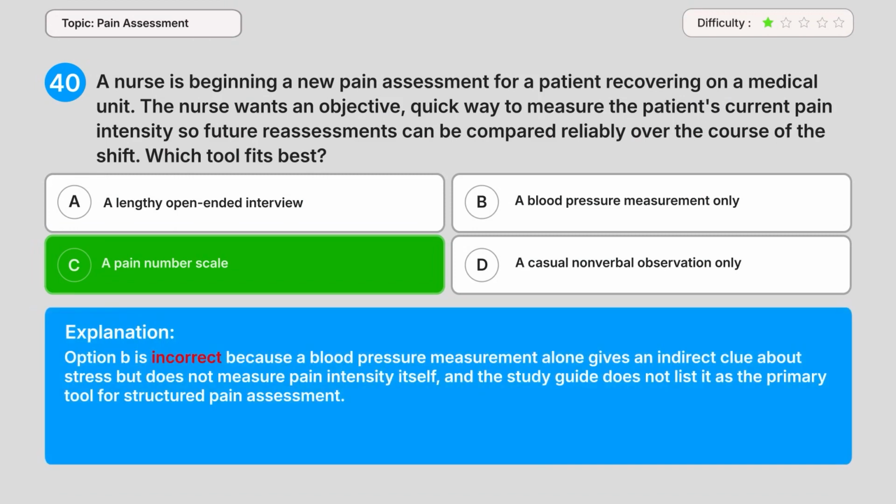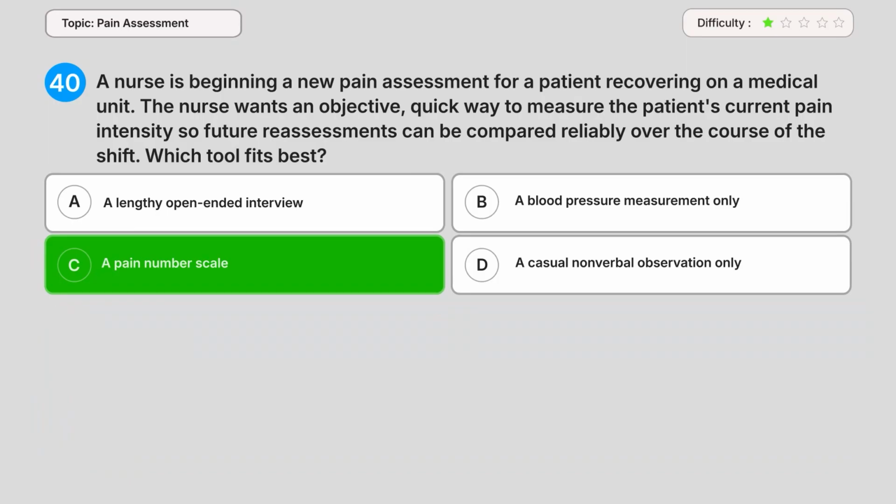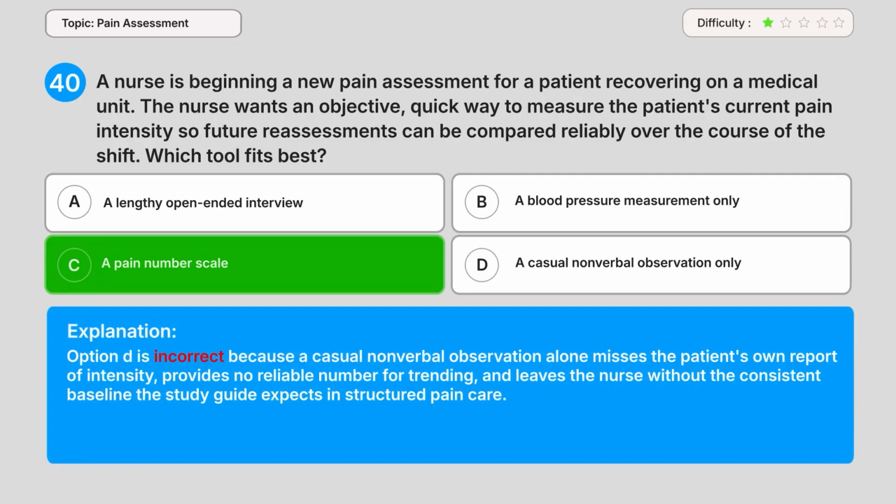Option B is incorrect, because a blood pressure measurement alone gives an indirect clue about stress, but does not measure pain intensity itself, and the study guide does not list it as the primary tool for structured pain assessment. Option D is incorrect because a casual nonverbal observation alone misses the patient's own report of intensity, provides no reliable number for trending, and leaves the nurse without the consistent baseline the study guide expects in structured pain care.